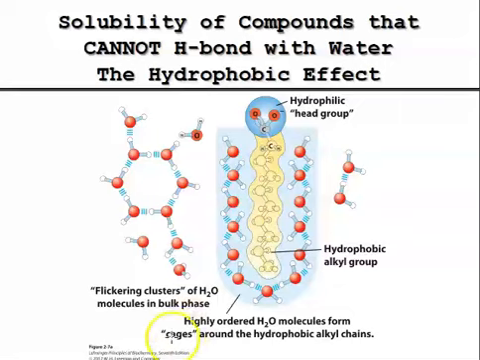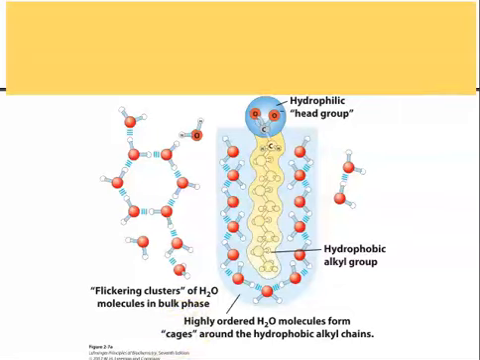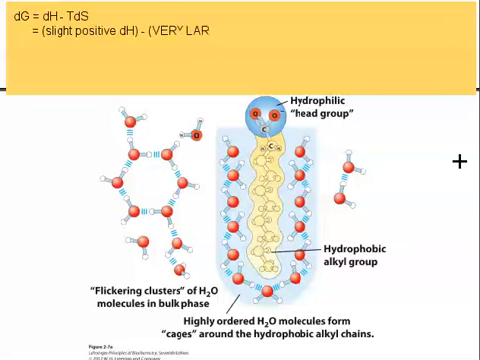Let's take a look at our equation. So in this case, we have delta G equals delta H minus T delta S. The increase in enthalpy here is going to be slightly positive, so we have a slight positive delta H, minus, and the temperature we'll say is constant, so we won't worry about it, T delta S, and our delta S is going to be very large negative.